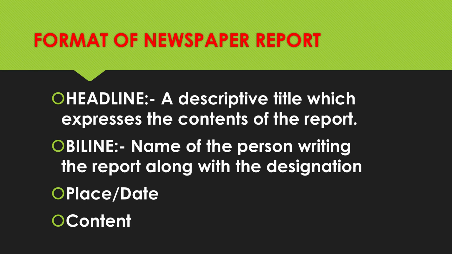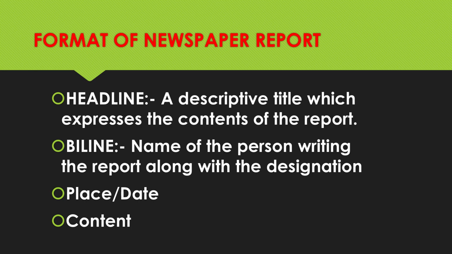Then the next part is the byline. Byline means the name of the person or the name of the reporter who is writing the newspaper report. After the headline and the byline, you mention the place and the date. Place here means the place where the event or the incident has taken place.